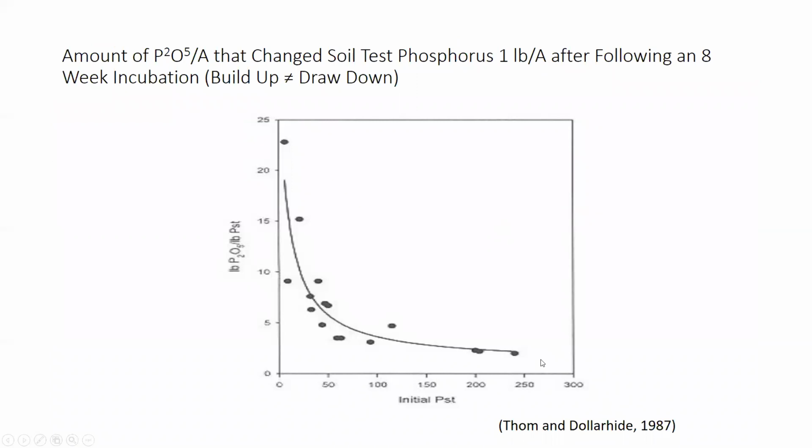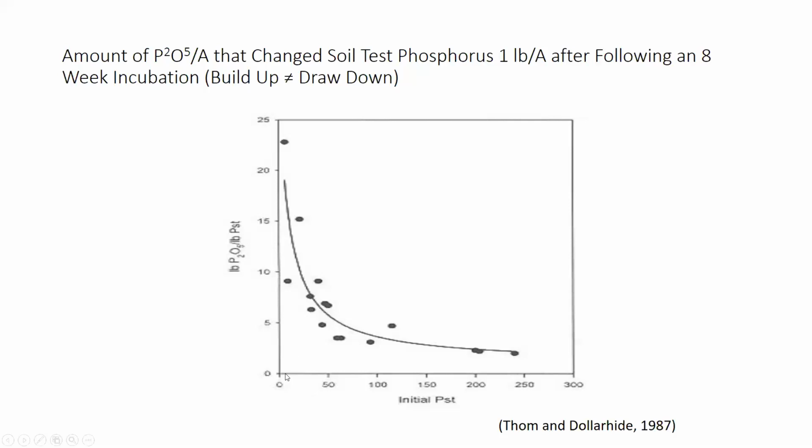Another thing, this is some old work that Bill Thumb and James Dollarhide did, but it's really interesting. So this shows the pounds of P2O5 that are required to change soil test P by 1 pound. And this is our initial soil test P value. If I'm at 50 pounds, my soil test P is 50 pounds per acre. Roughly, I have to add 5 pounds of P2O5 to change my soil test P by 1 unit. So if I'm at 50, I add 5 pounds, theoretically it goes up to 51.